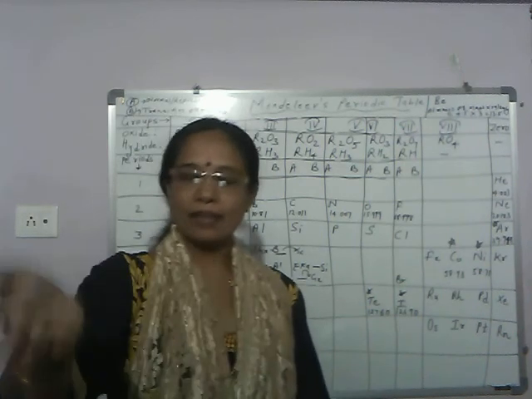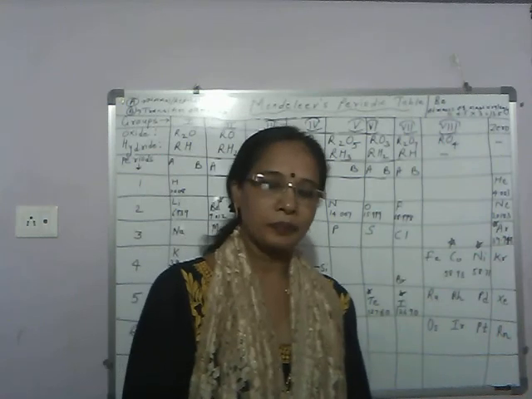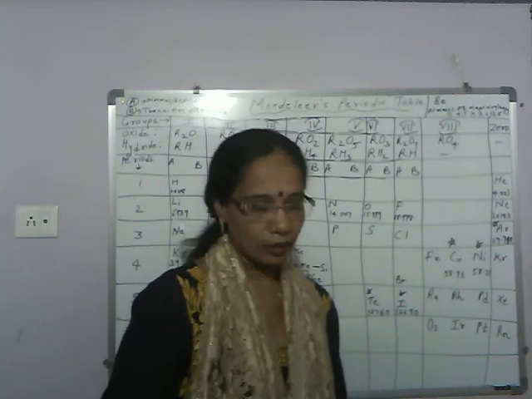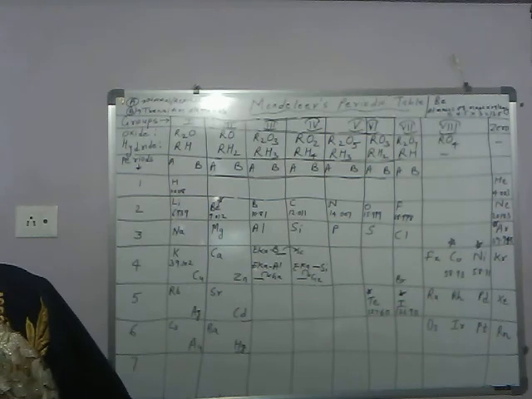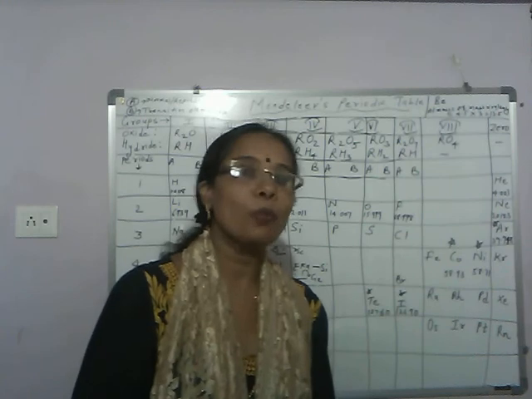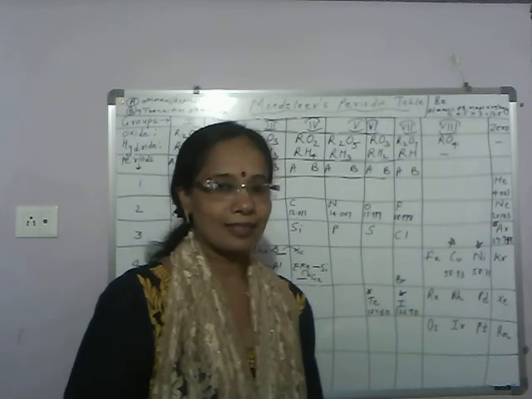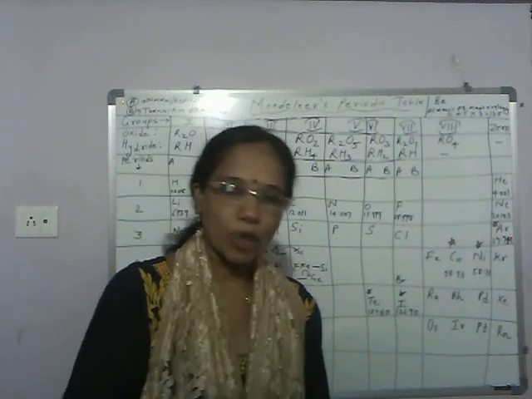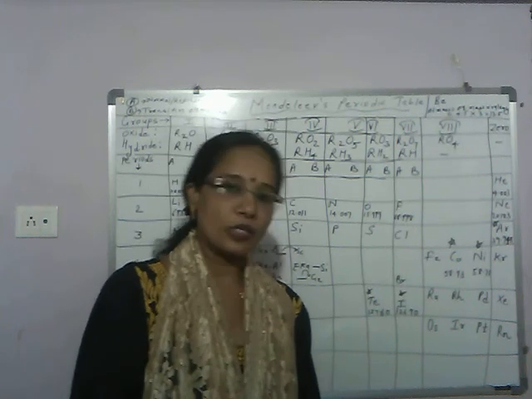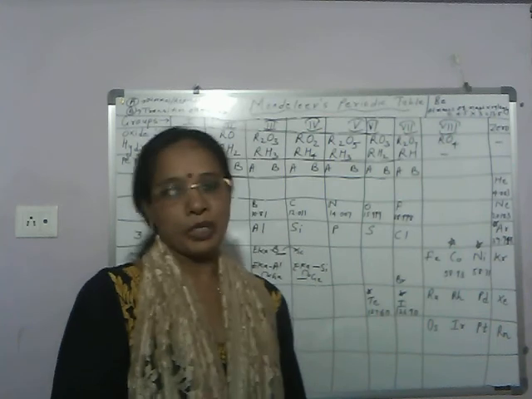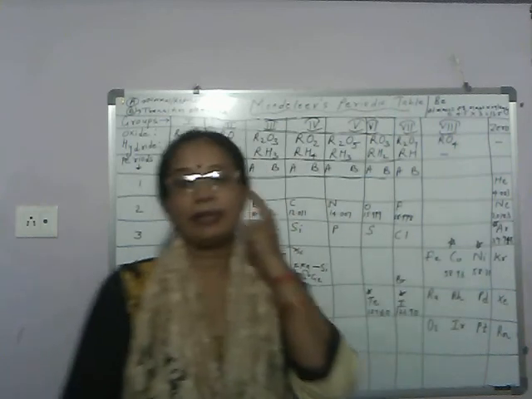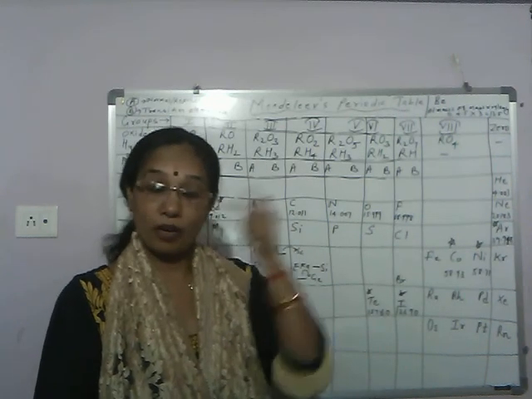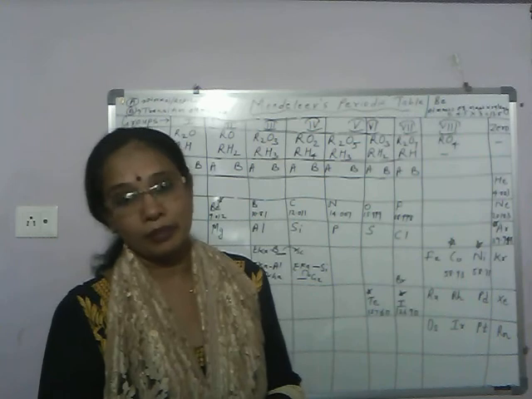Now the next advantage of Mendeleev's periodic table was the position of noble gases. At the time of Mendeleev, when he was developing this table, noble gases were not discovered. Later they were discovered in the year 1900. So they could be placed at the last without disturbing the table. This is one of the big advantages in Mendeleev's periodic table.